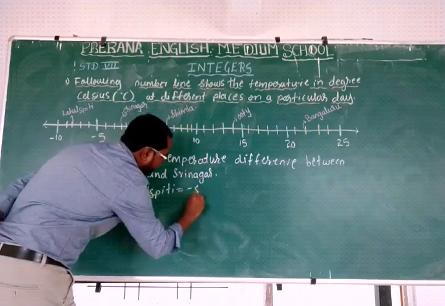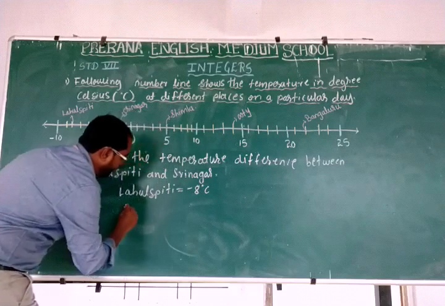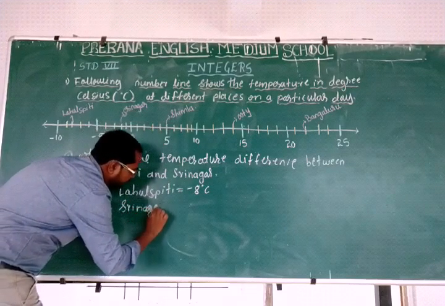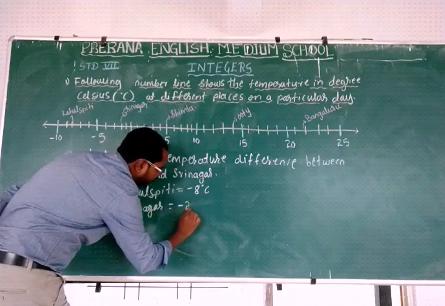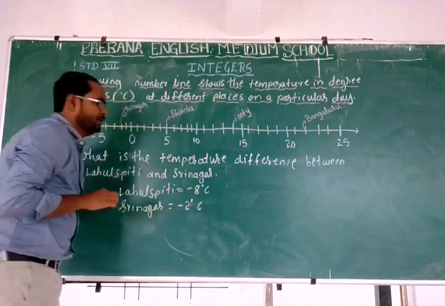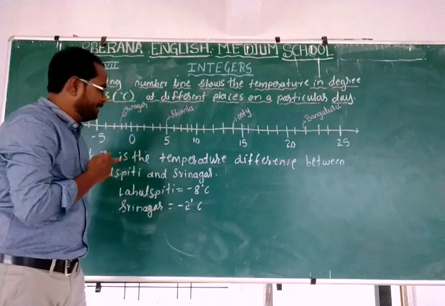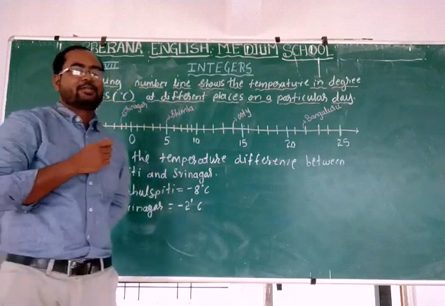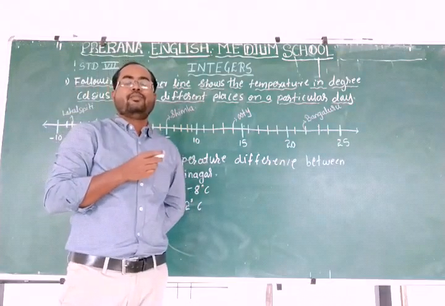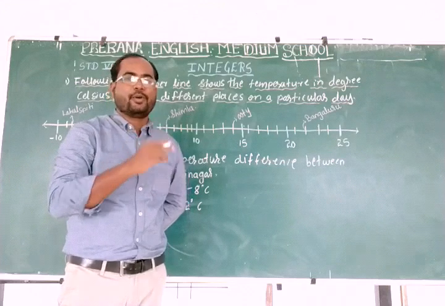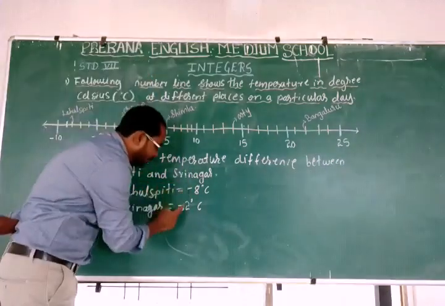It is minus 8 degrees Celsius, and Srinagar is minus 2 degrees Celsius. So subtract. Here subtraction is very important. We have to subtract a smaller number from the greater number. Which one is greater here? Minus 8 or minus 2?